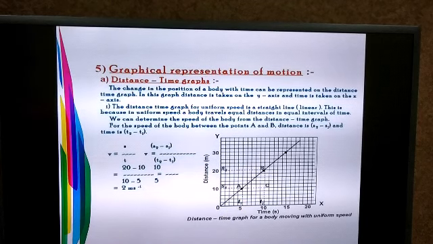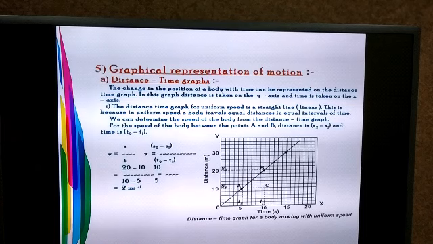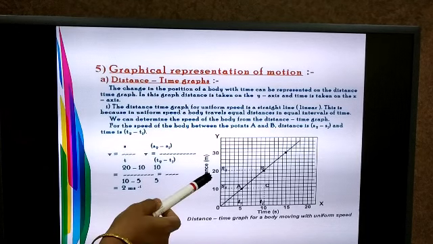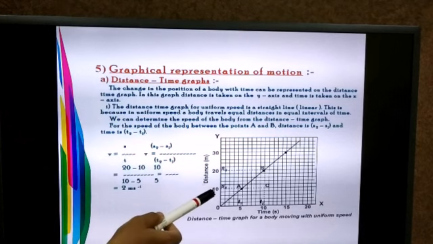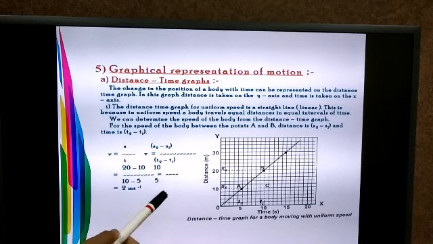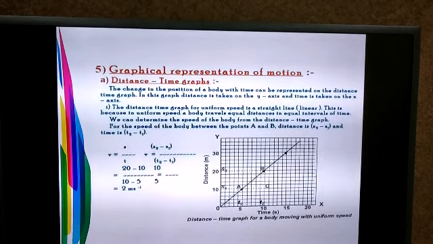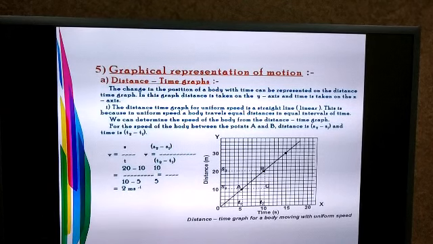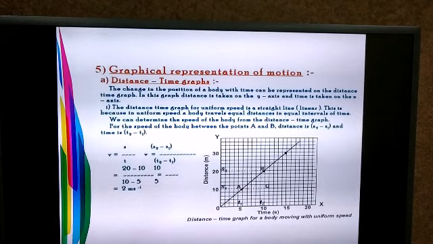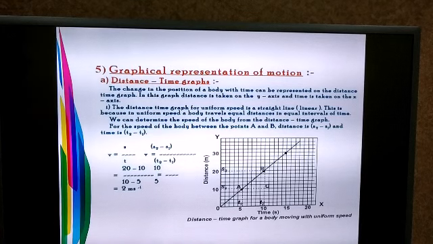So if we calculate the slope of the graph, what is slope? Slope is equal to y2 minus y1 upon x2 minus x1. What are the y coordinates? 20 and 10. So 20 minus 10 upon x2 minus x1, that is 10 minus 5. So 20 minus 10 upon 10 minus 5 will give us 10 by 5, which is equal to 2 meters per second. So the speed of the object which is moving with uniform speed in this case is 2 meters per second.